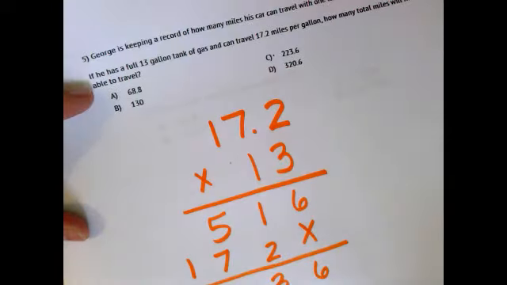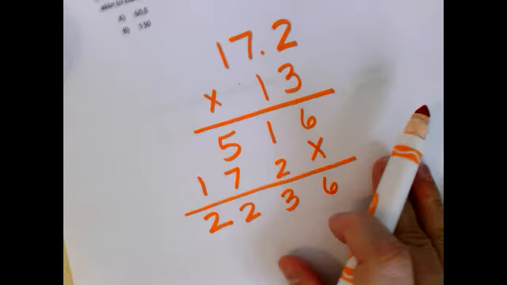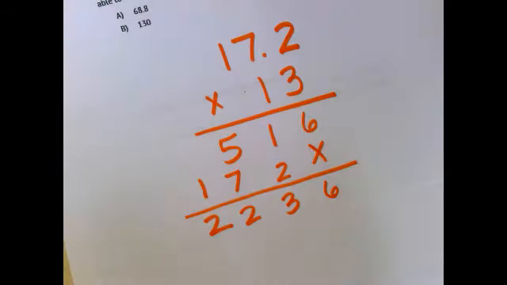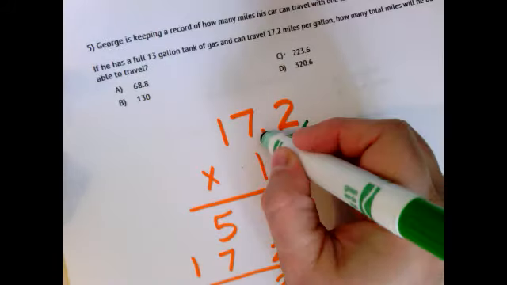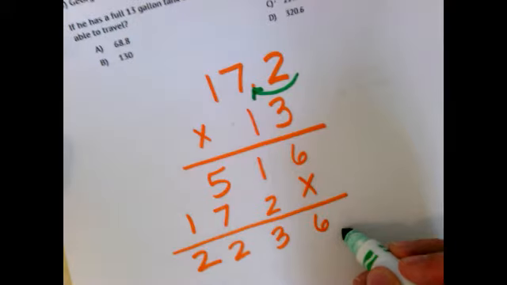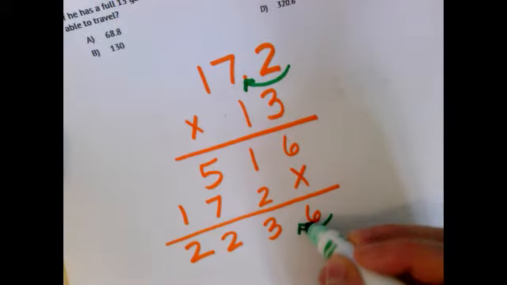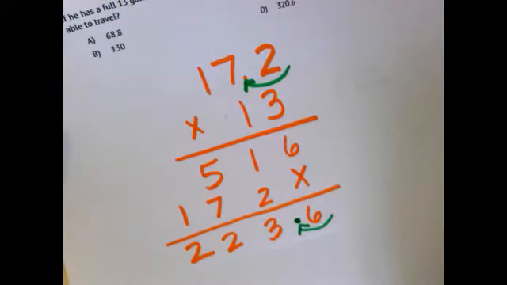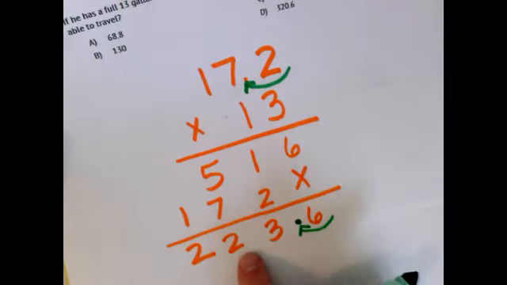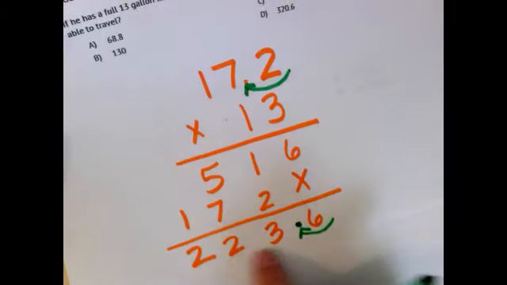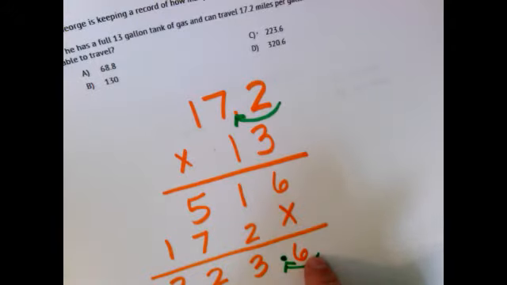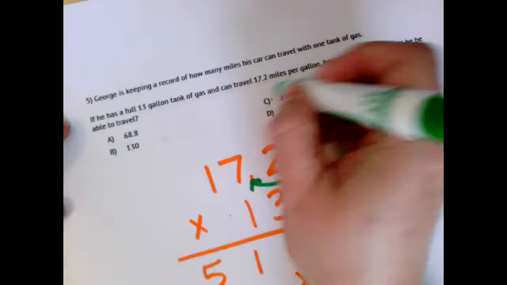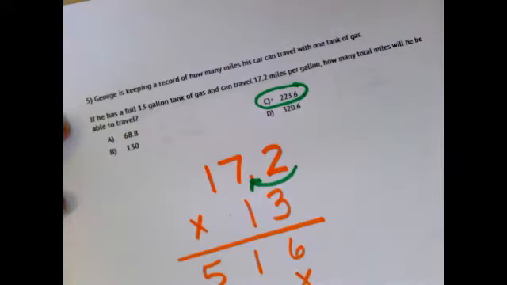Okay. So then, oh, I'm off the camera again. So sorry. So then in my product down here, I have 2,236, but I see this decimal was moved over one place, so in my product, I am going to move my decimal over one place, and I find out that he could travel 223 miles and 6/10 of one more mile, which was answer choice C.